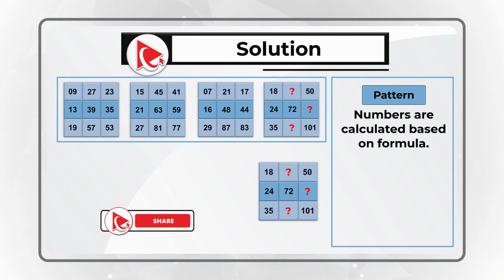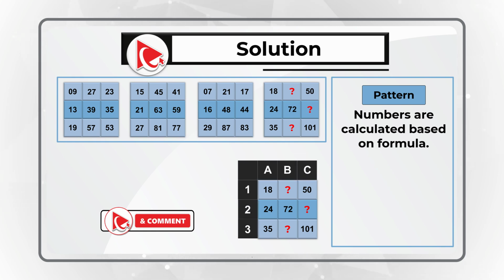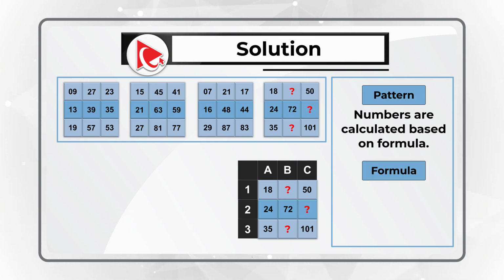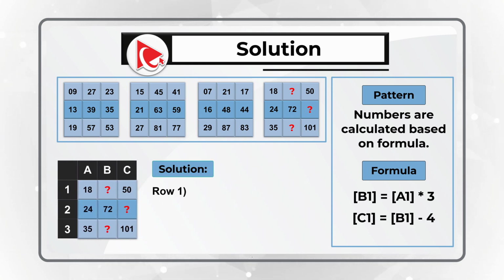If we break down the matrix into columns A, B, and C, and then add numbers to the rows 1, 2, and 3, the formula can be summarized as B1 is calculated as A1 multiplied by 3, and C1 is calculated as B1 minus 4. So to calculate the missing numbers in row 1, we need to multiply 18 by 3, which would equal 54, and then 54 minus 4 equals 50.